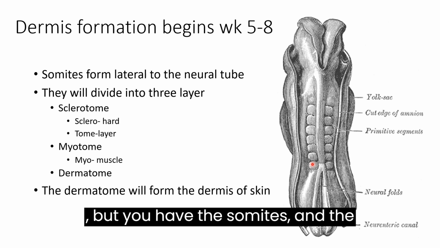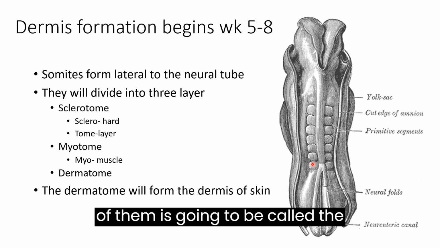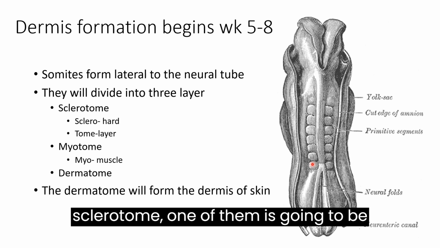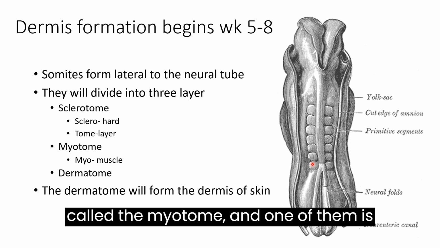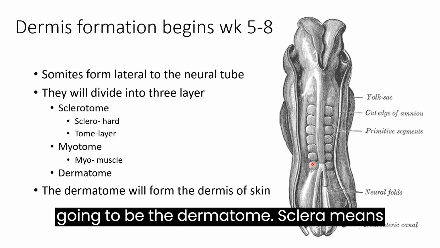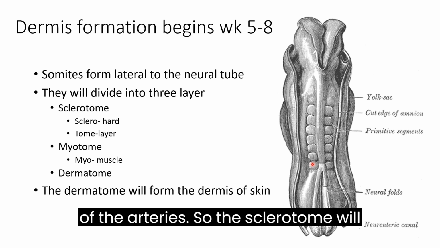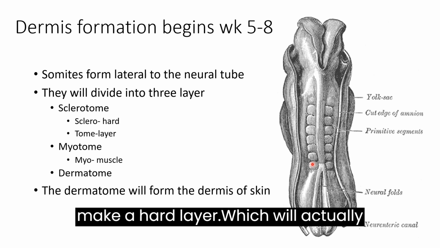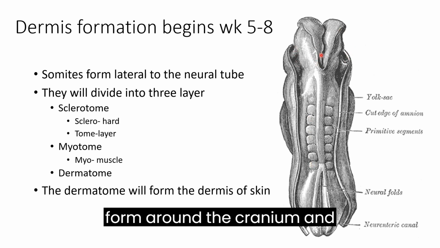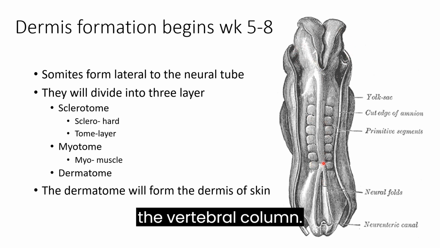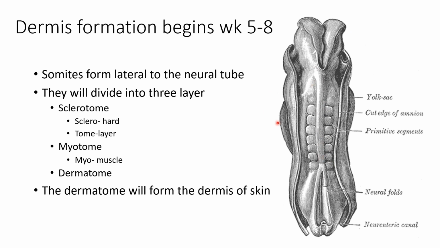But you have the somites, and the somites will break into 3 parts. One of them is going to be called the sclerotome, one of them is going to be called the myotome, and one of them is going to be the dermatome. Sclero means hard, such as atherosclerosis, hardening of the arteries. So the sclerotome will make a hard layer, which will actually form around the cranium and the vertebral column.